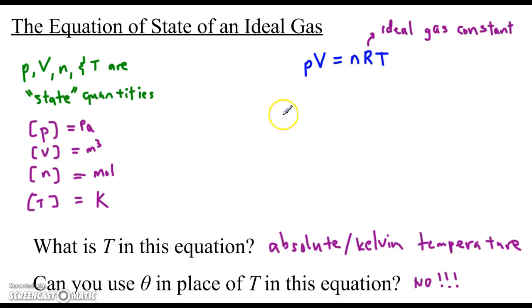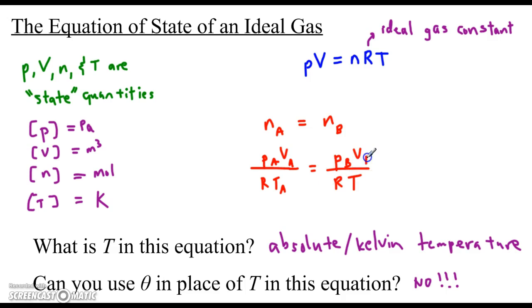Let's say there are two ideal gases, one is A, the other is B. They have the same number of moles in each. We could rearrange for n and say n is equal to PV over RT. So the pressure of A times the volume of A over R times the temperature of A is going to be equal to the same thing for B: pressure of B times B's volume, and then R times the temperature of B in the denominator. The R's cancel, that's true.